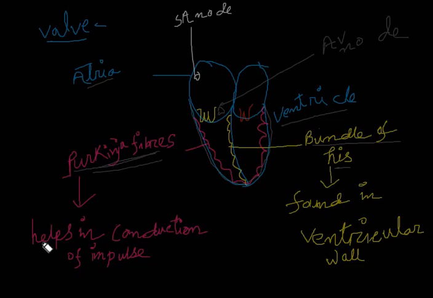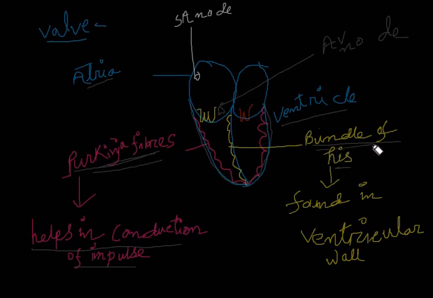And what is the function of Purkinje fibers? It helps in conduction of impulse, that is, to receive the impulse. The second type of fiber present in the heart is the bundle of His.